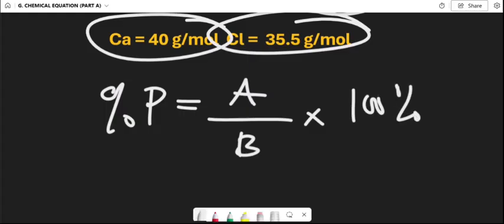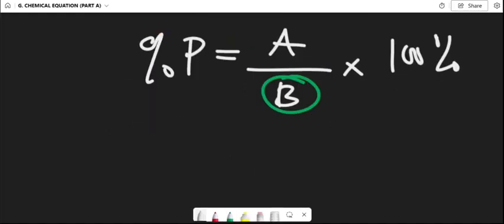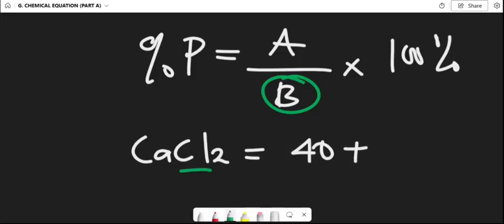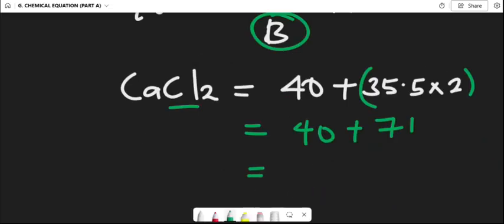So the first thing we need to do is get the value of our B. That means the compound itself. The compound itself is CaCl2. And for us to solve that, calcium is 40 plus chlorine is 35.5, so 35.5 multiplied by 2. Put that in bracket. So 35.5 multiplied by 2 gives you 71. Then 40 plus 71 will give you 111. That's 111 grams per mole.